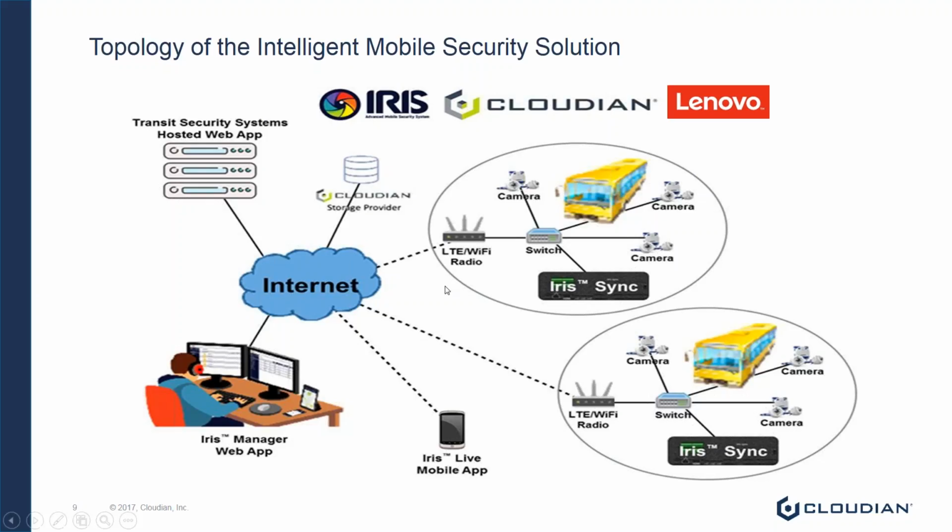Exactly, because your storage is web ready, internet ready. The iris sync is web and internet ready. So that was the core reason why we chose Cloudian, was that we want our system to be web-based, accessible anywhere, all over the country. I mean, that's the whole idea of the system, is you can be anywhere.